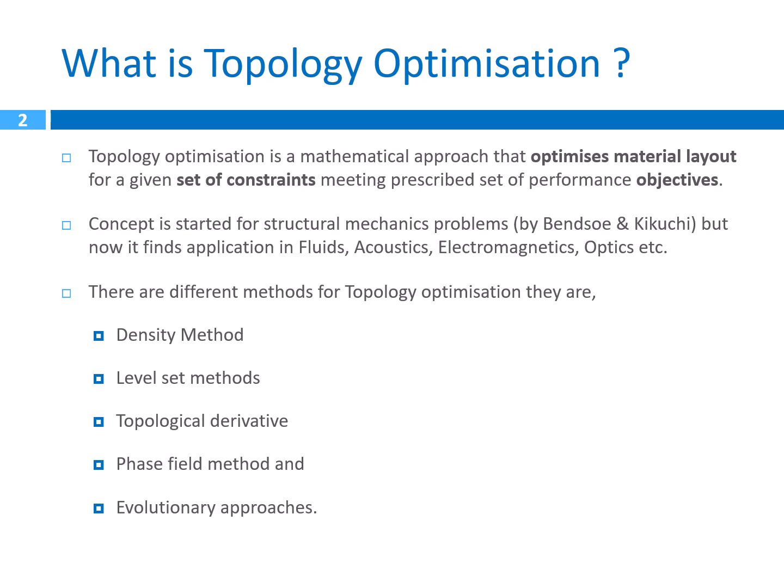And what are the methods available to implement topology optimization? There are various methods, and the popular ones are the density method, level set method, topological derivative method, phase field method, and so on.